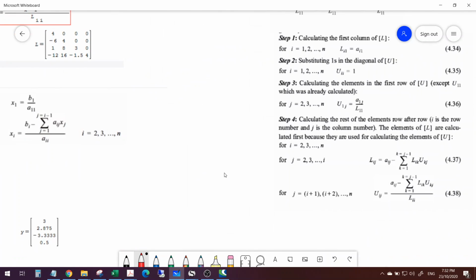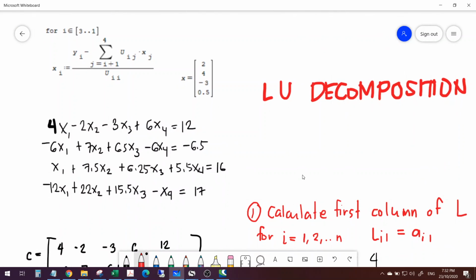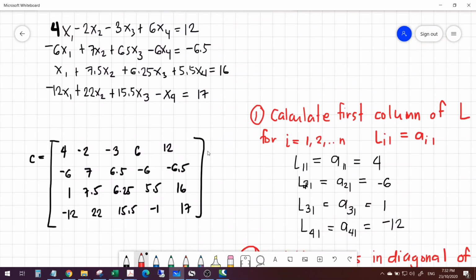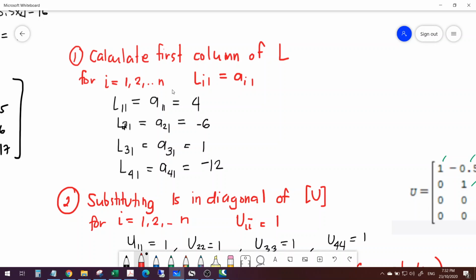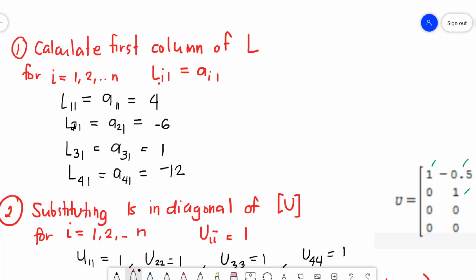Here, where is our problem? It's the same problem we had since Gaussian elimination. So this is our problem before, four equations, four unknowns. So let's proceed with calculating the first column of L. For i equals 1, 2 to n, our n is 4, right? So the formula is Li1 is equal to Ai1. To expand that, L11 is equal to A11, L21 is A21, L31 is A31, L41 is A41. So what's our A11? It's 4. What's A21? Negative 6. A31 is 1. A41 is negative 12.